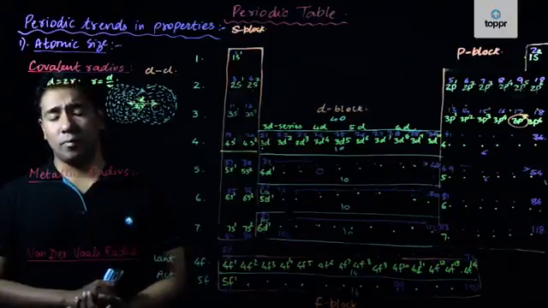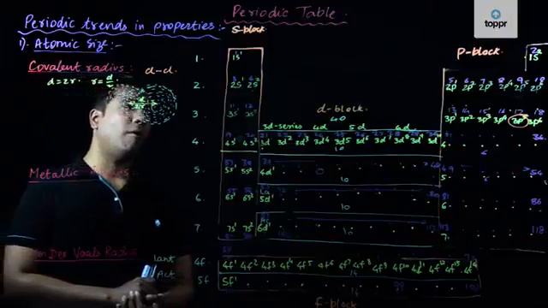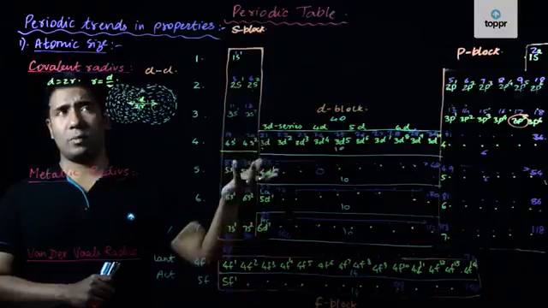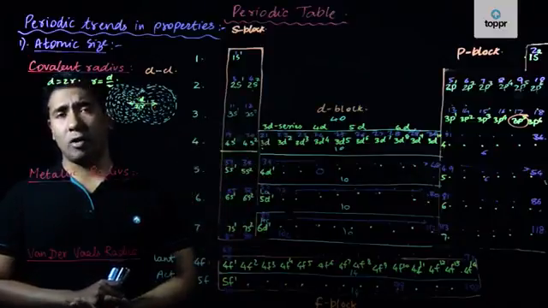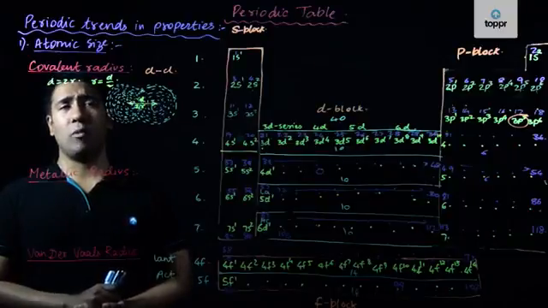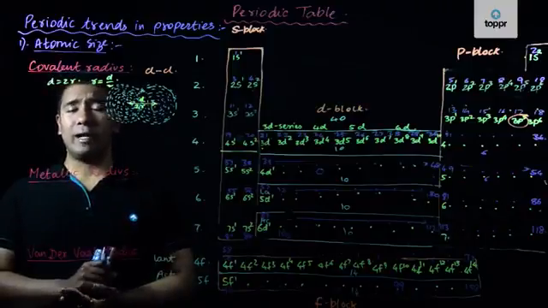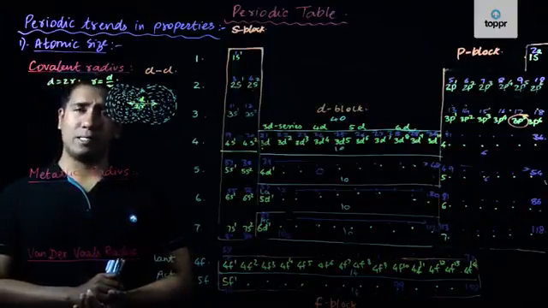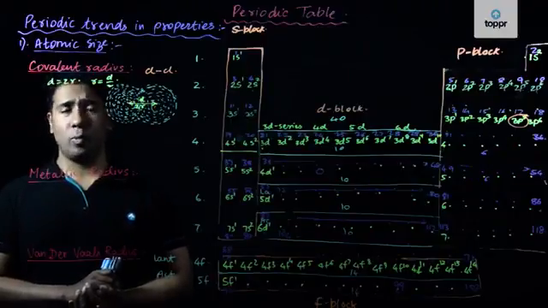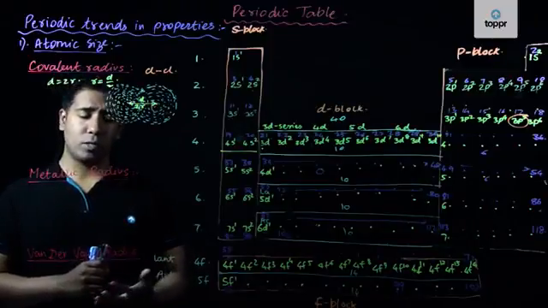Finally, van der Waals radius. See, my dear friends, we have three different types of elements in the periodic table, right? Either we have metals, or we have non-metals. The third category of elements is nothing but noble gases. Because noble gases do not form metallic bonds, nor do they form non-metallic covalent bonds, it is very difficult to find out the covalent radius as well as the metallic radius in the case of noble gases. Therefore, in the case of noble gases, we use a new term called van der Waals radius.